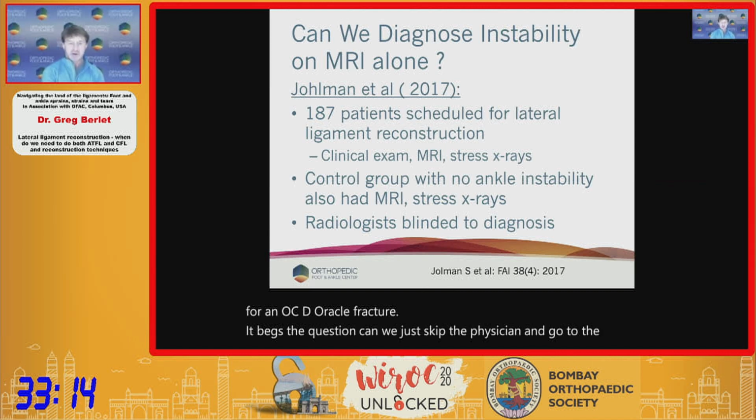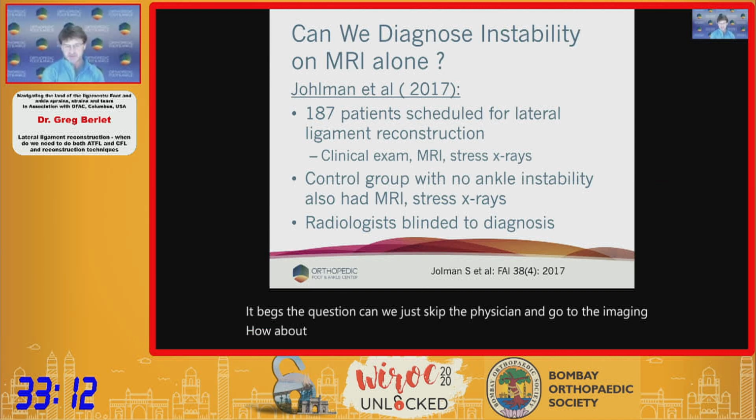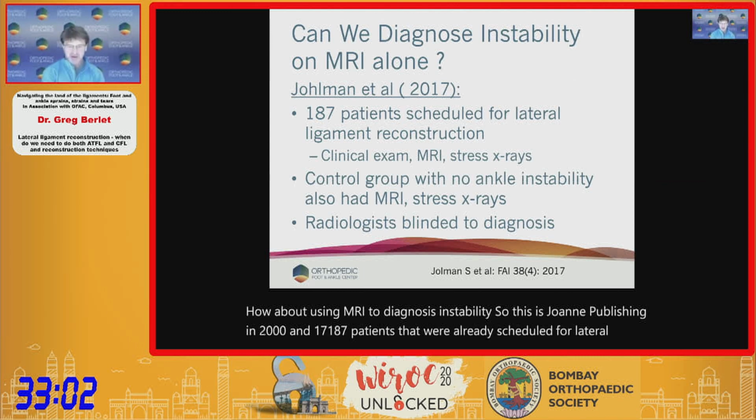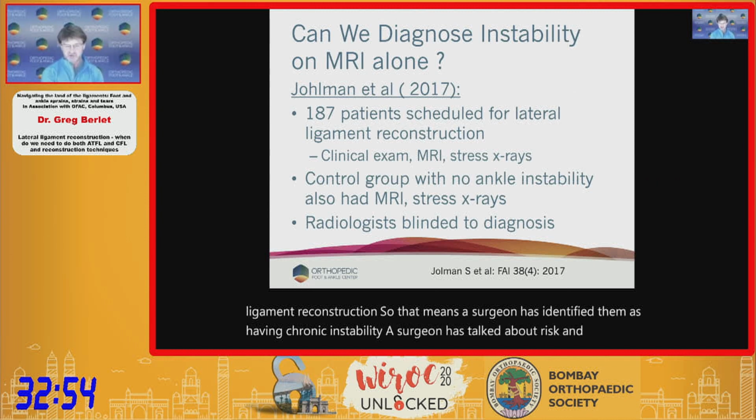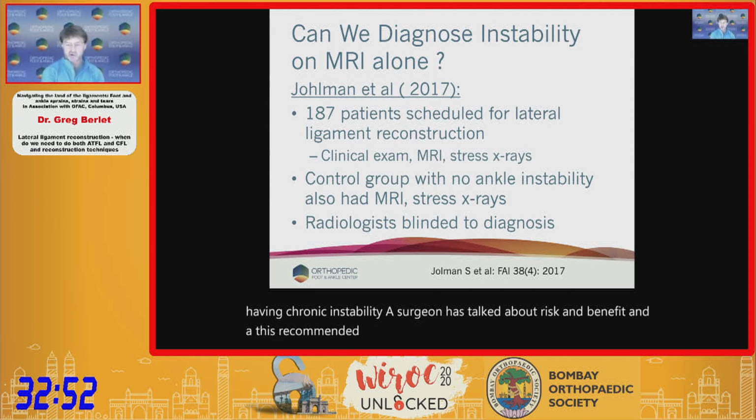Well, it begs the question, can we just skip the physician and go to the imaging? How about using MRI to diagnose instability? So this is Joldersma, publishing in 2017, 187 patients that were already scheduled for lateral ligament reconstruction. That means a surgeon has identified them as having chronic instability, a surgeon has talked about risks and benefits, and a surgeon has recommended surgery.